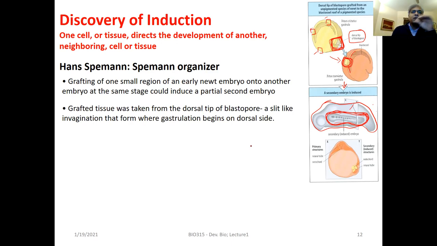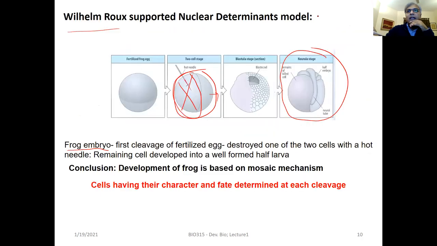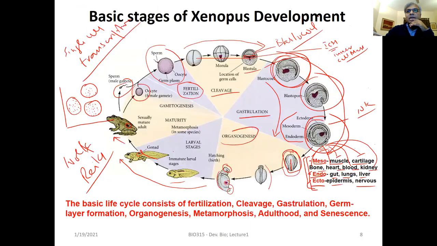Yeah, I explained to you, it's the dorsal lip of the blastopore. And what is the dorsal lip of the blastopore? This is the stage, let me go back, here it is. This stage, after the blastocyst, when gastrulation takes place. If I try to draw, my drawing is not so good.